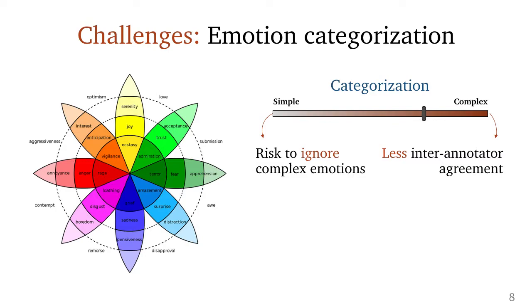If you go for the complex one, then you risk less inter-annotator agreement, because you have multiple classes, there will for sure be a lower kappa score. But if you go for the simple one, you may miss the complex emotions. This is not just positive, negative, and neutral. This is emotion, there are complex emotions.